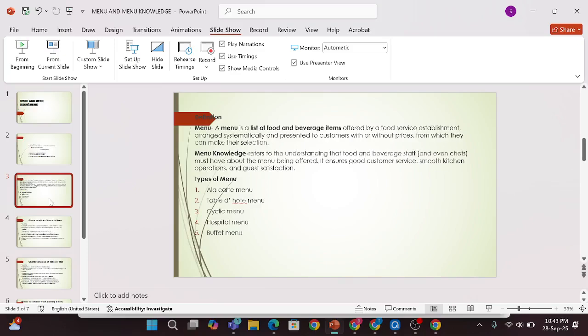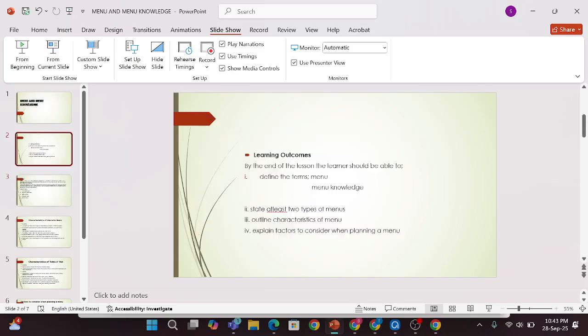And then menu knowledge is the understanding that the food and beverage staff must have about the menu being offered. Like, assume for us in the hospitality department, a customer comes asking about a certain type of meal, maybe you should advise on the correct accompaniment to use, then you have no idea, that won't depict a good picture. That's why you should have at least some idea. That's what is referred to as menu knowledge.